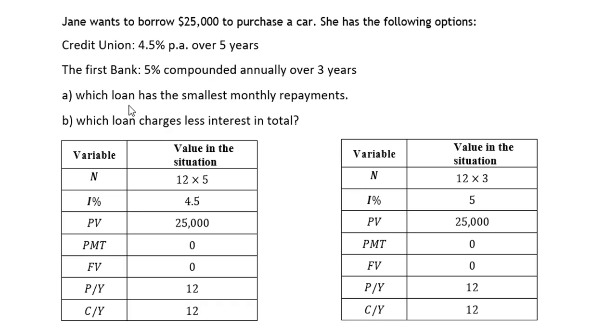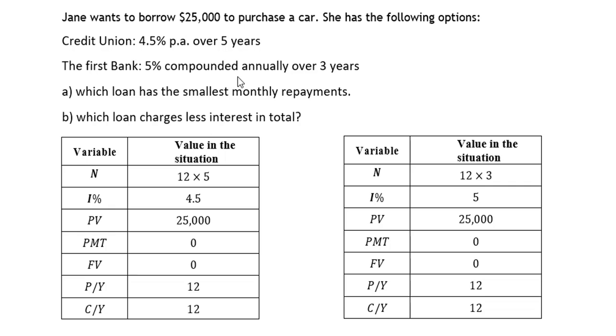For A, which loan has the smallest monthly repayments? For B, which loan charges less interest in total? According to the given information, we can put in the values for the variables. The N will be 12 times 5 because 5 years is a monthly payment. That's why it's times 12. The interest will be 4.5.